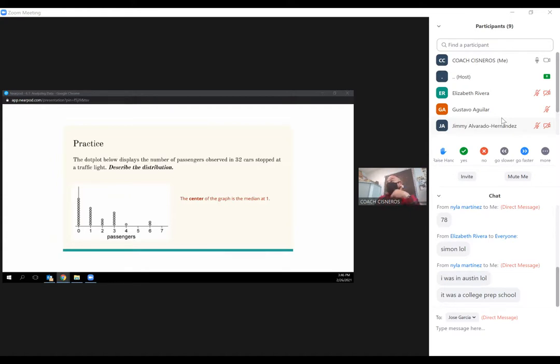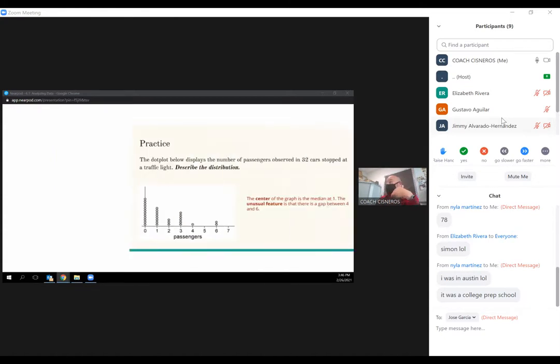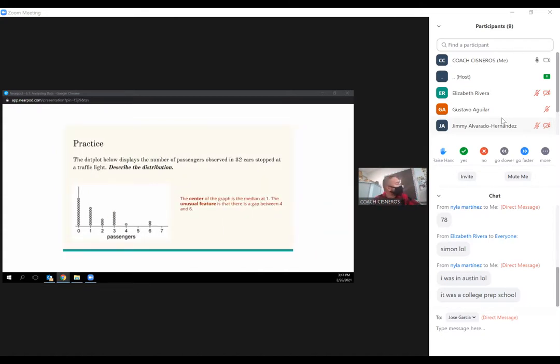Are there any unusual features in this graph? Are there any gaps or any outliers? There's a gap at 5. There's two ways you can say it: there's a gap at 5, or there's a gap between 4 and 6. I wrote the unusual feature is that there is a gap between 4 and 6.